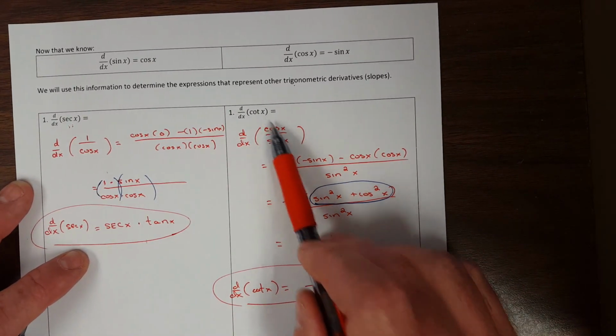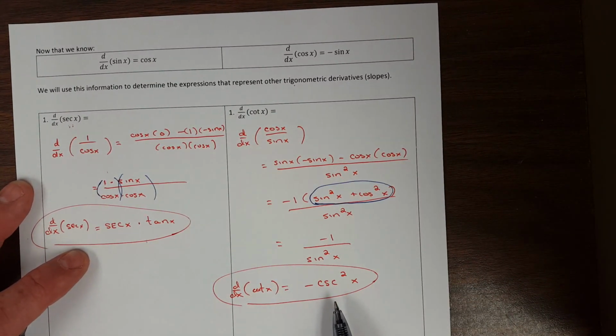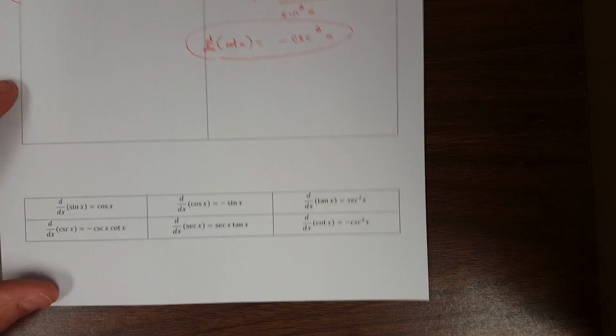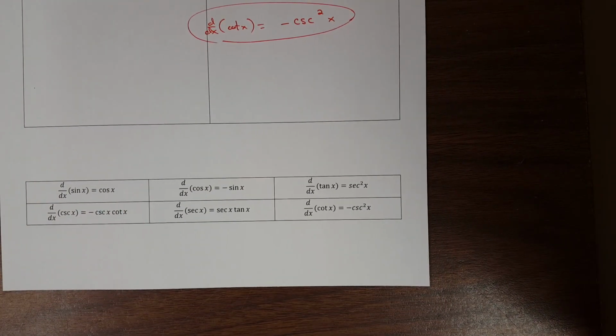Tangent, that proof is done similarly to this one. Okay, so that's it. I'm just going to leave you with this for your notes down below here. This is the derivative of all 6 trig functions. I would recommend that you memorize those as soon as you can.